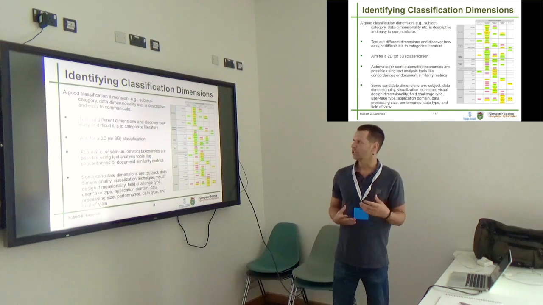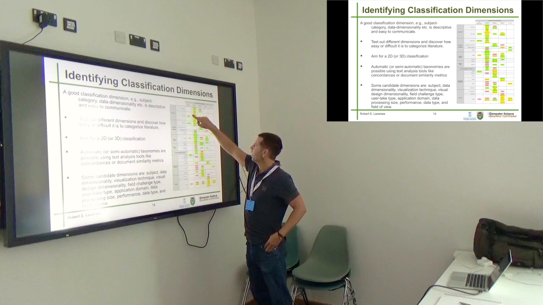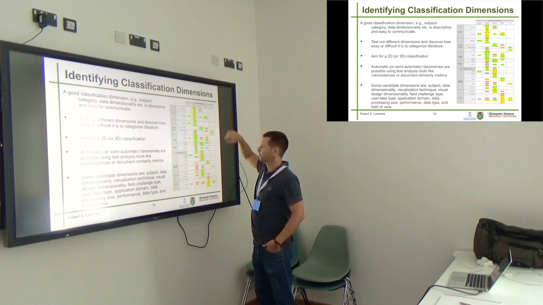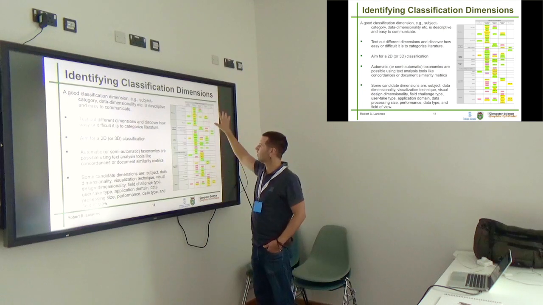But we advocate two-dimensional classifications, like this one. It has a y-axis and an x-axis. Most are just the y-axis, for example, and they leave out the x-axis.